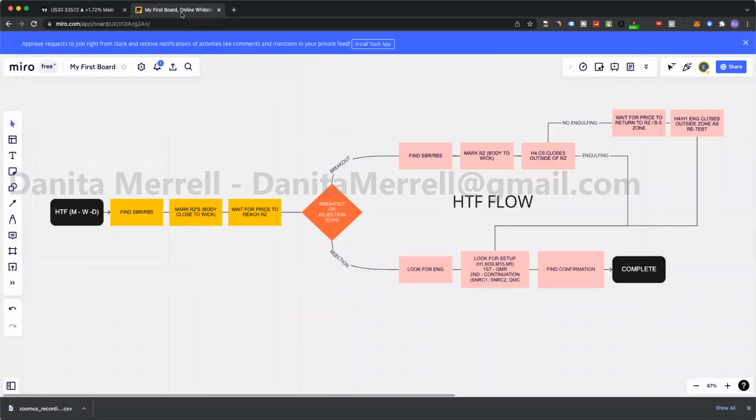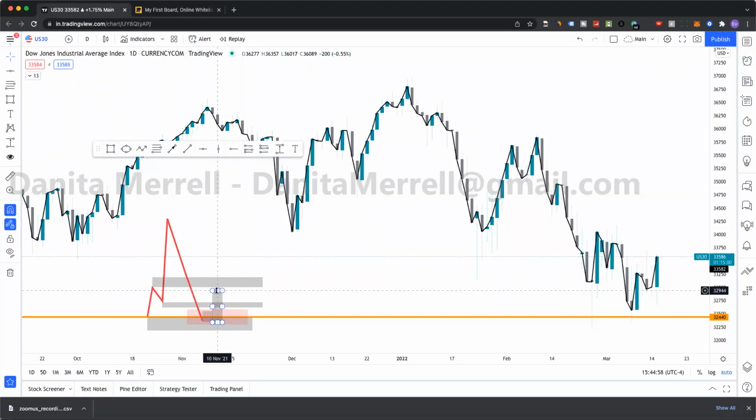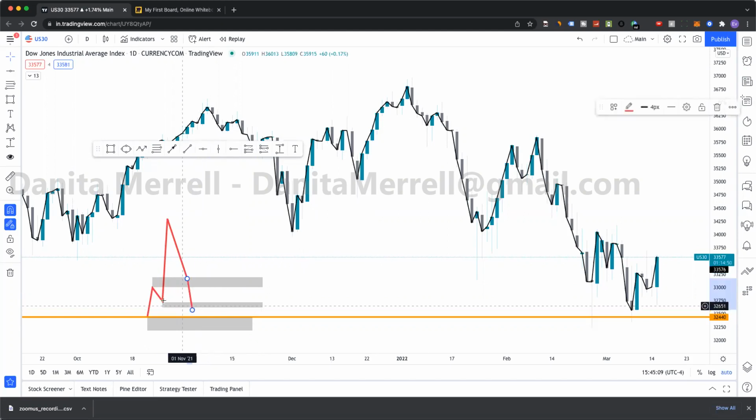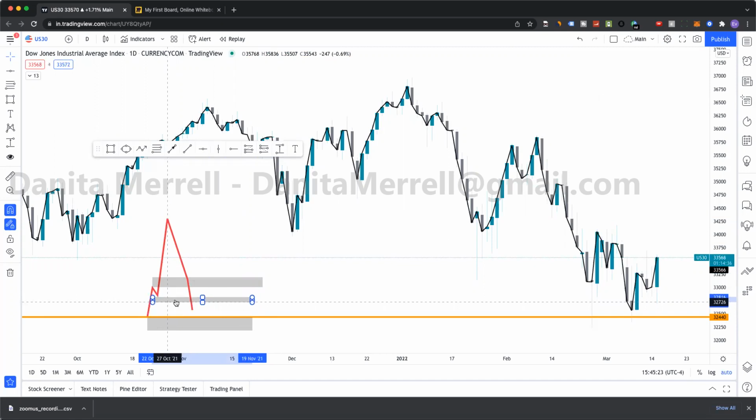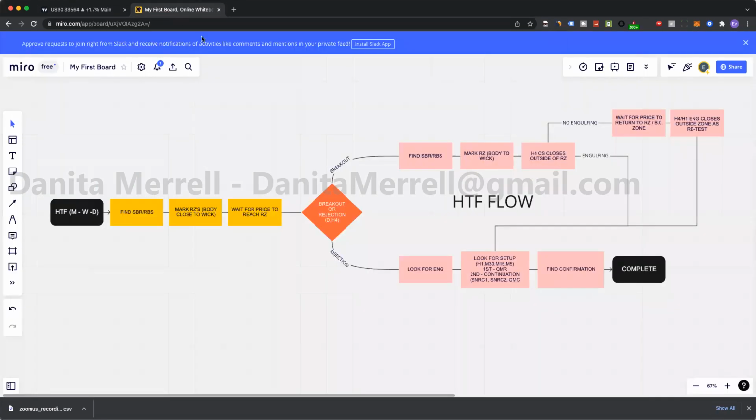Okay. Now, let's say instead of price rejecting, let's say it breaks out. So at this point here, let me raise this a bit. Okay, we understand that this is now going to be a rejection zone, but price came through and broke out. Okay, so we have a breakout.